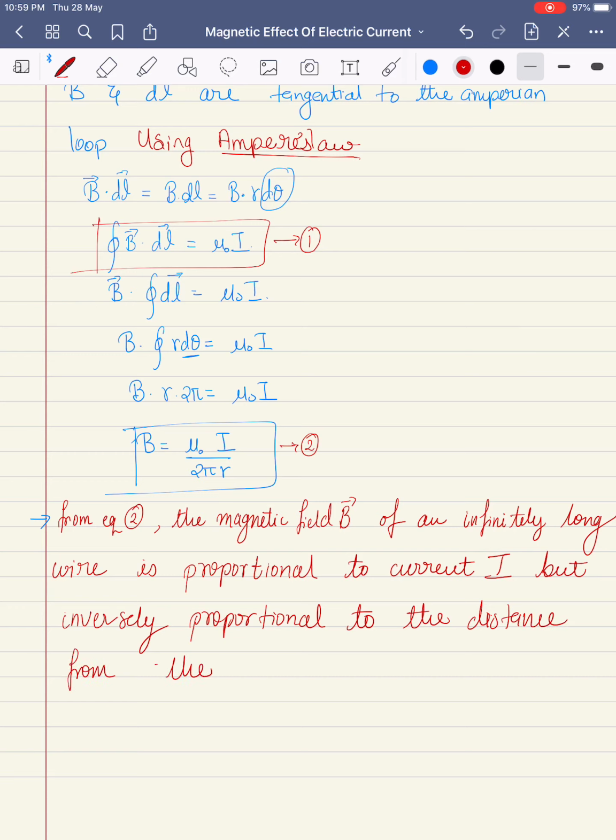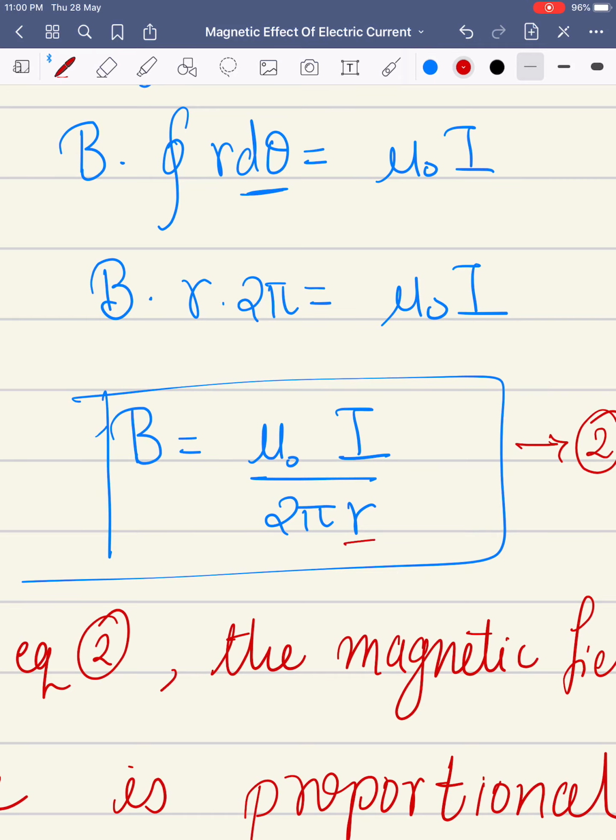That means if I increase the distance of the point where I need to calculate the magnetic field, the strength of the magnetic field will decrease inversely. So if the point P was at a distance of 0.1 meter, you will say 1 upon 0.1, which means 10. But if its distance is 0.2 meter, 1 upon 0.2 becomes 10 by 2, that is 5. So as you increase the distance, the value decreases. That's why we call it inversely proportional to the distance. Distance means basically the value of R.